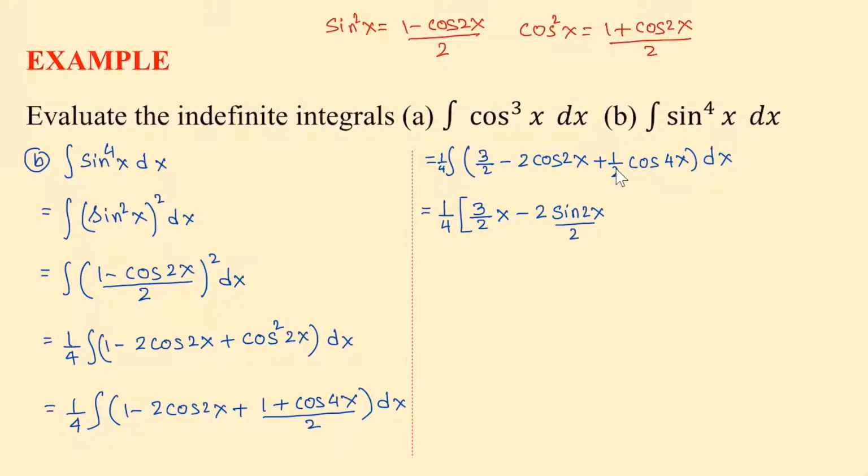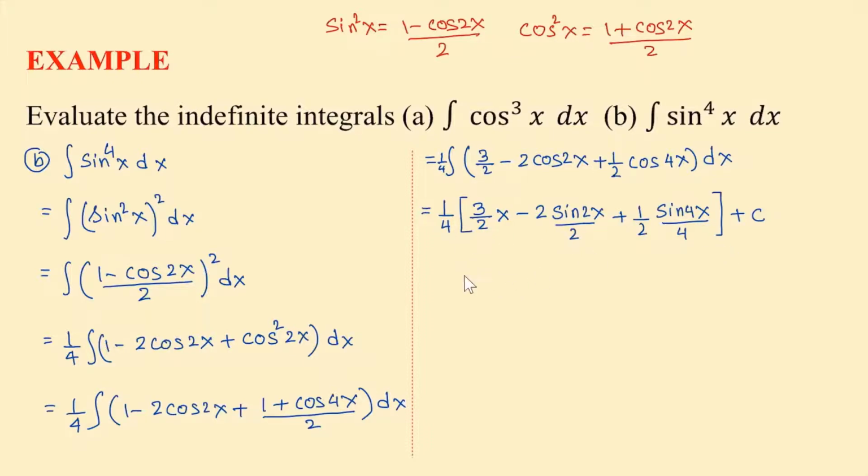Then we have plus half. Now integration of cosine 4x. Integration of cosine 4x is sine 4x divided by the derivative of 4x, which is 4. And then, because this is the indefinite integral, we need the constant of integration plus c. One more step to go.